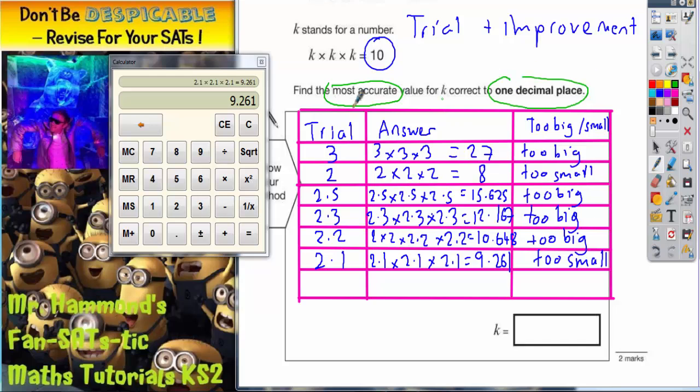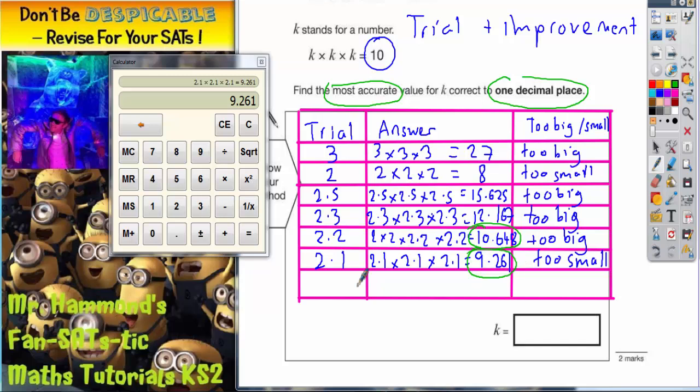Now remember, in the question, we're trying to find the most accurate value to one decimal place. Now the most accurate value is going to be the answer that takes us closest to 10. Now we're only going to one decimal place, so there's no need to start trying 2 decimal places, and we know that the real answer must lie between these two, because 2.2 is too big and 2.1 is too small. Well, the question is, which gets us closest to 10, 2.2 or 2.1? Well, 2.2 gets us to 10.648, and 2.1 gets us to 9.261.